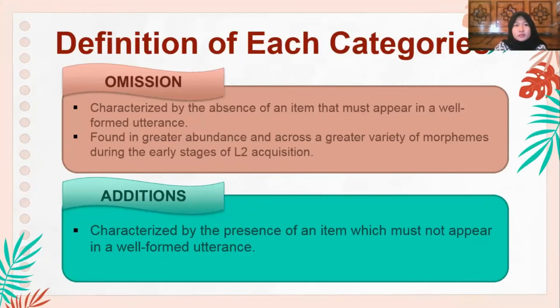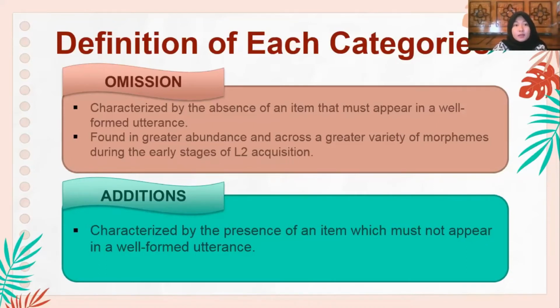Omission is characterized by the absence of an item that must appear in a well-formed utterance, found in greater abundance and across a greater variety of morphemes during the early stages of second language acquisition. And then, additions. Additions are characterized by the presence of an item which must not appear in a well-formed utterance.